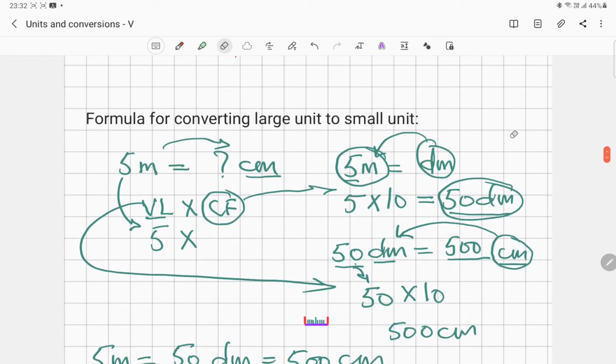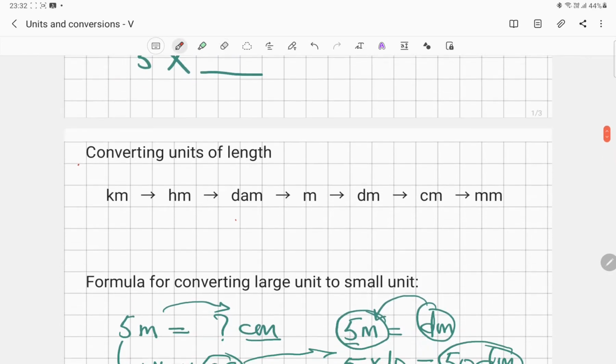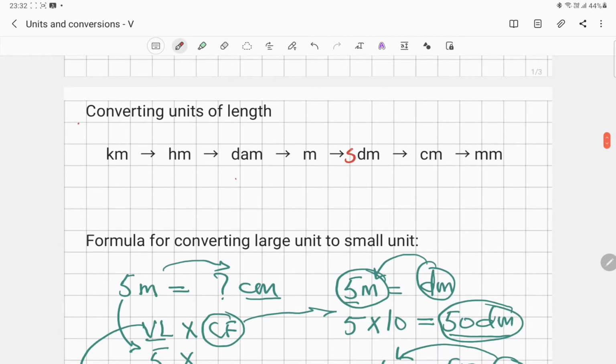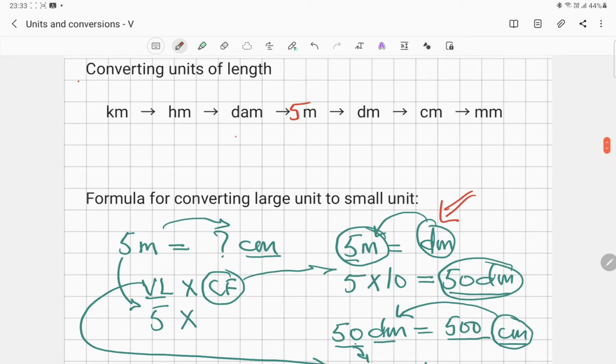We converted 5 meters into decimeters, and there were 2 steps, right? Let me just tell you. So we had this problem, 5 meters, and I'm talking about this particular problem down here, which we've solved already. 5 meters is how many centimeters. I'm talking about this problem here. 5 meters is how many centimeters.